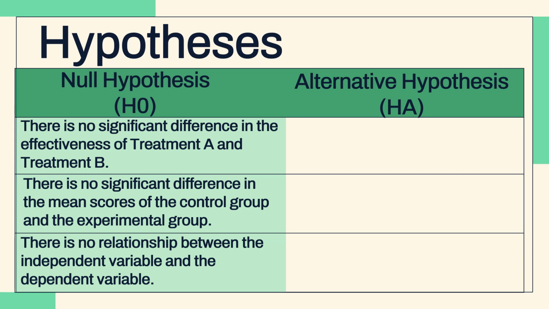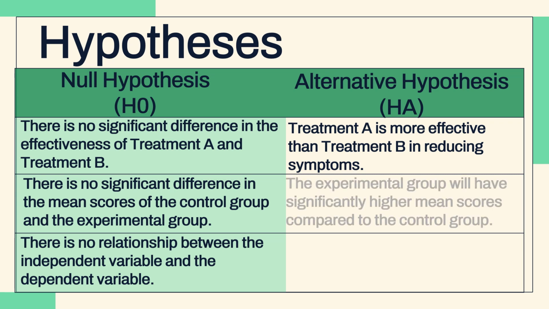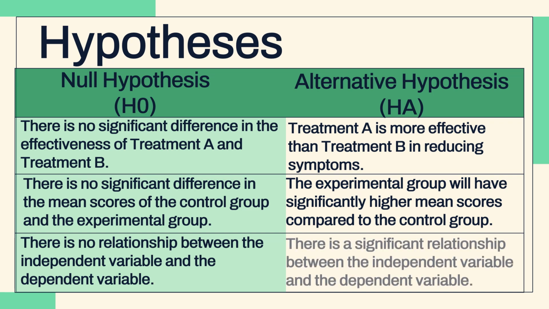Alternative hypothesis. Treatment A is more effective than treatment B in reducing symptoms. The experimental group will have significantly higher mean scores compared to the control group. There is a significant relationship between the independent variable and the dependent variable.